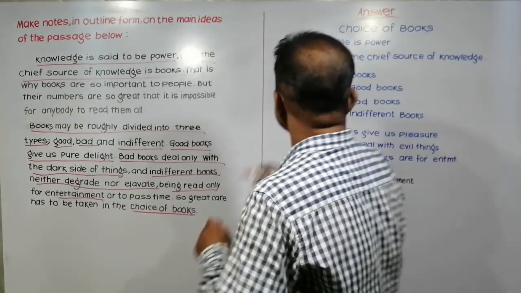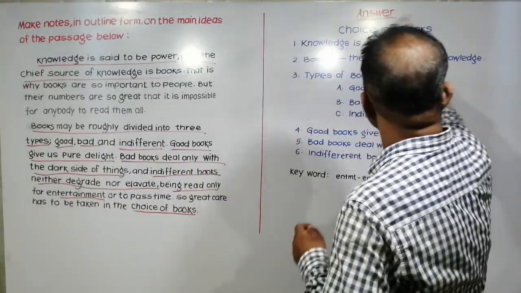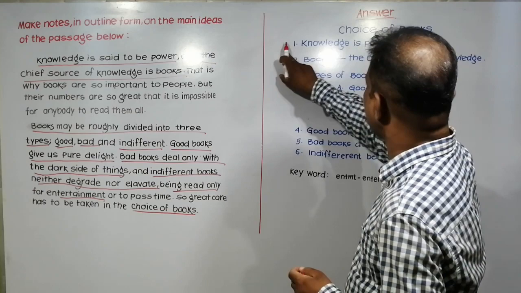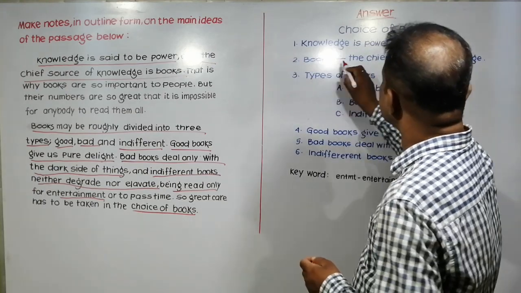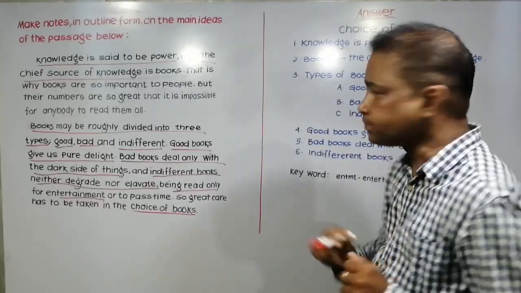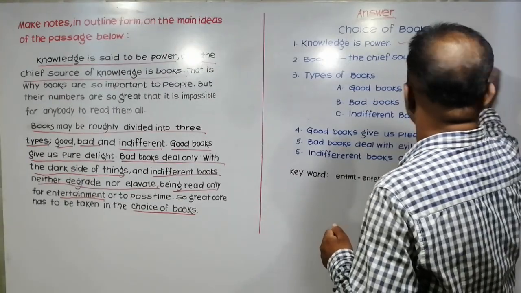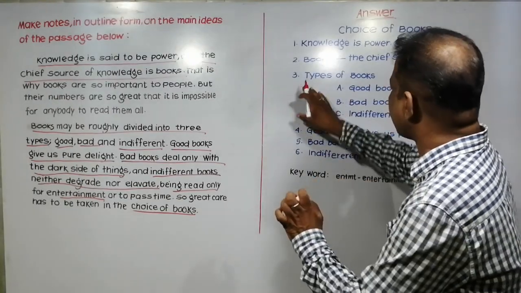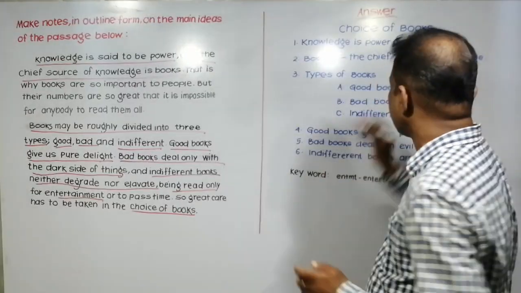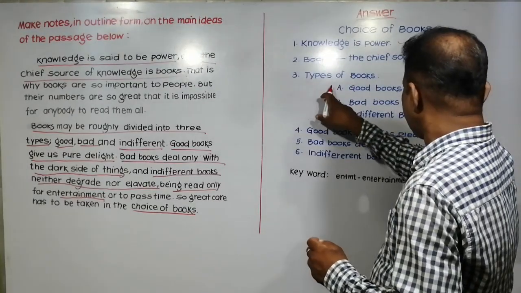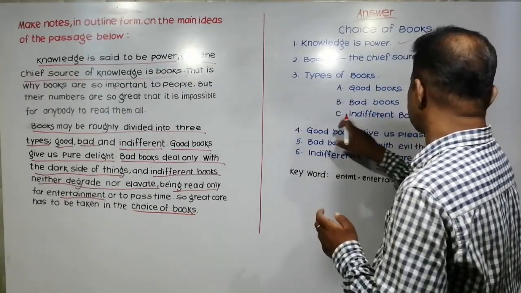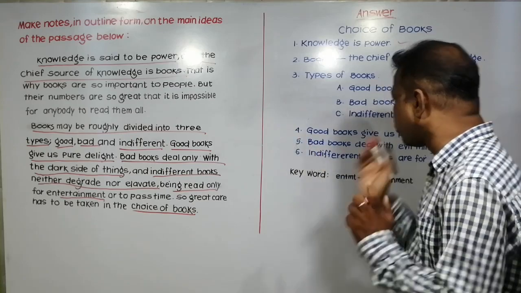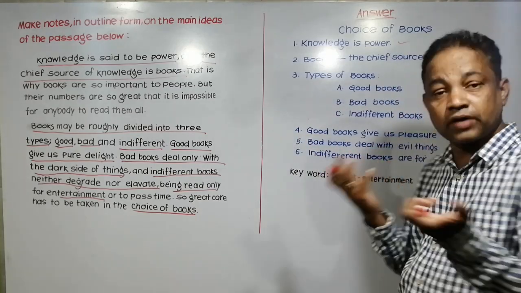Right? First of all, we have written the title, or a title is choice of books. The important point is knowledge is power. Then books hyphen, here I have used ellipsis. Books hyphen, the chief source of knowledge. Then simply we have written types of books. Very short ideas I have applied here. Number A, good books. Number B, bad books. Number C, indifferent books. The number 4 important point, good books give us pleasure.